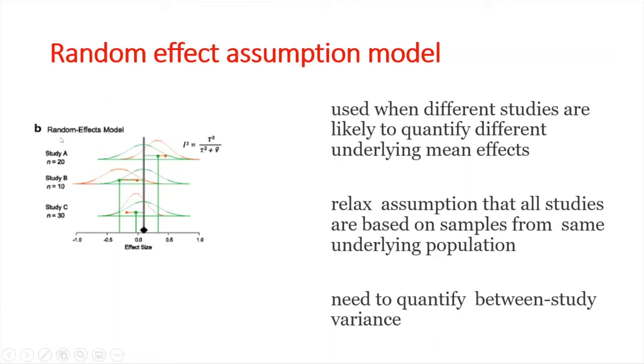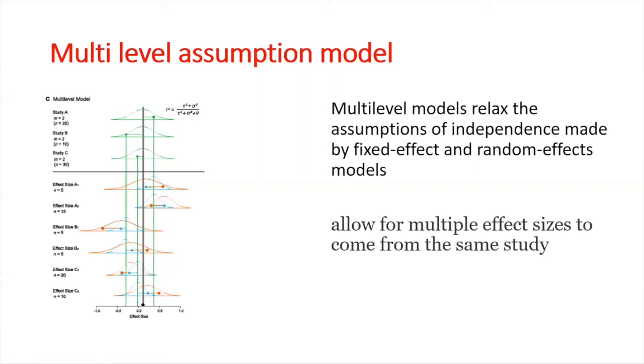And that's called the random effect model. When studies quantify different underlying means, okay? It relaxes the assumption that all studies are based on the same population. But as soon as we do this, we now need to quantify between study variance, okay? We have to quantify the variation between our studies. In our fixed effect model, we did not have to quantify the variation. We assumed that in all the studies, everybody's exactly the same. In the multi-level assumption, we have variation even in each study. So we now have to allow for not just between study variation, but also within study variation. So this gets even more challenging.